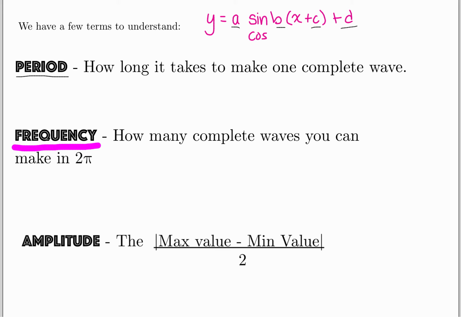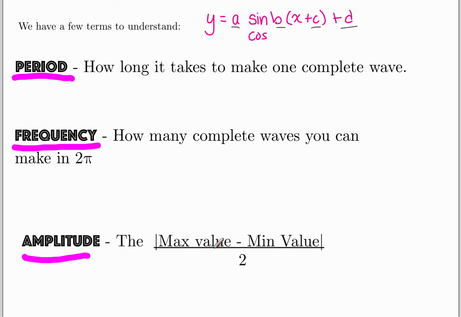And then I thought about it. High school, get it? We have one period. How long does one period take? Well, at Pearson, one period takes about 43 minutes. Frequency, how many complete waves you can make in 2 pi? Oh, how many periods are there in a day? There's 10 periods in a day at Pearson. So that's how I could keep the definitions straight in my head.